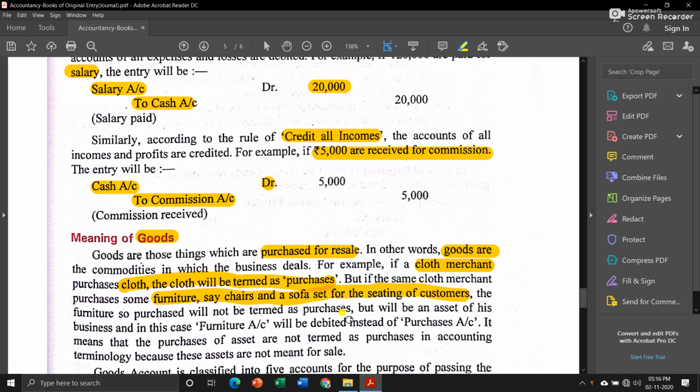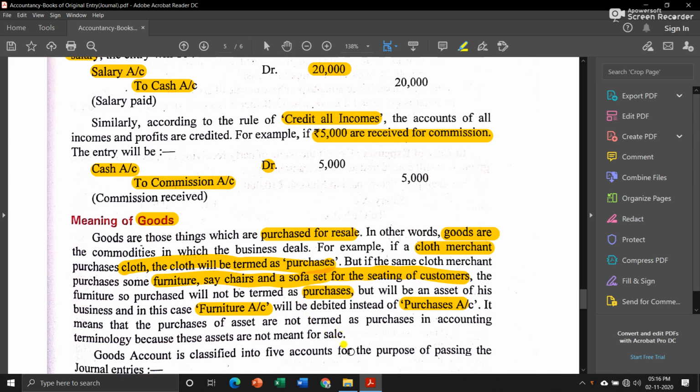But if the same cloth merchant purchases some furniture, say chairs and a sofa set for sitting of customers, the furniture so purchased will not be termed as purchases, because he is not going to resell them, he is going to use it in the business. So in that case we will write furniture account. Okay, in this case, furniture account will be debited instead of purchases account. Remember that purchases account is used only when we purchase goods that we are going to resell in our business.